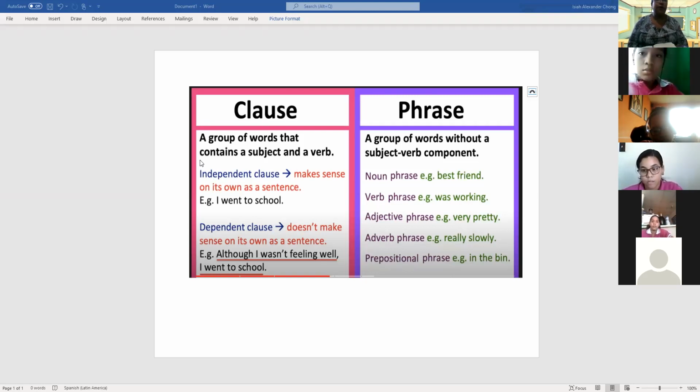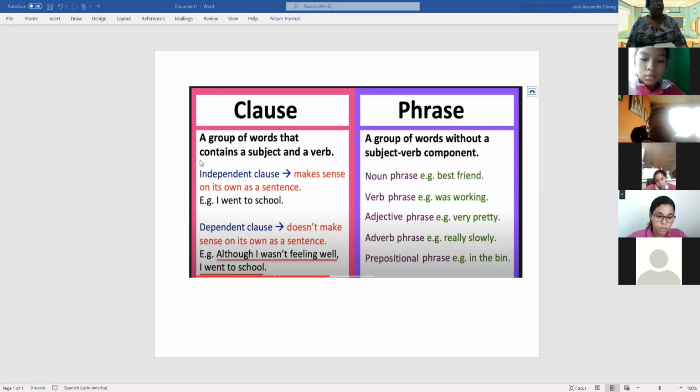For example, very pretty. There can be an adverb phrase. The adverb is the word that modifies the verb, for example, really slowly. Or there can be a prepositional phrase. Remember the prepositions of place, for example, in the park.